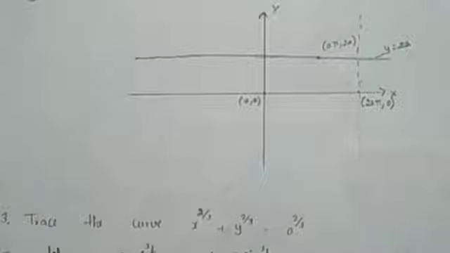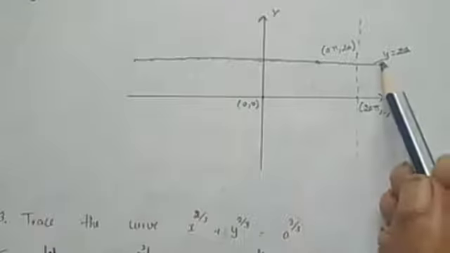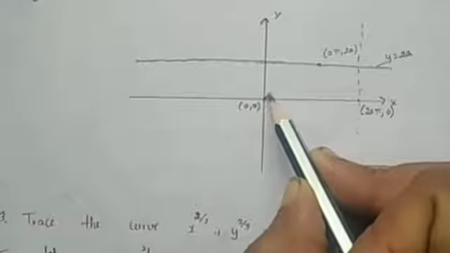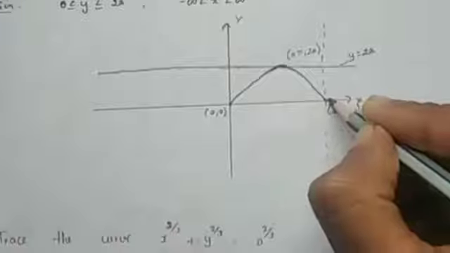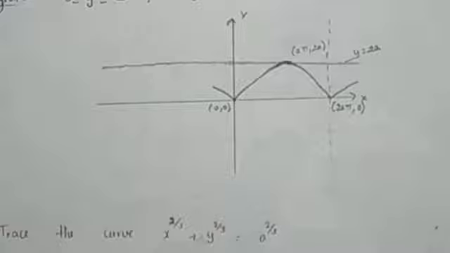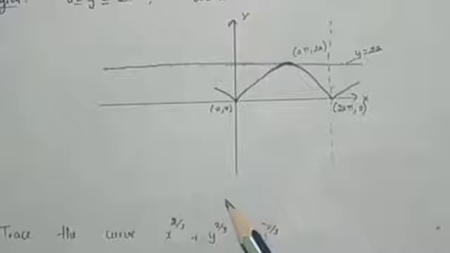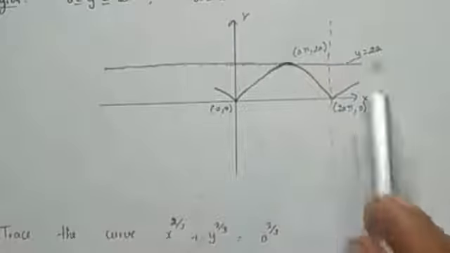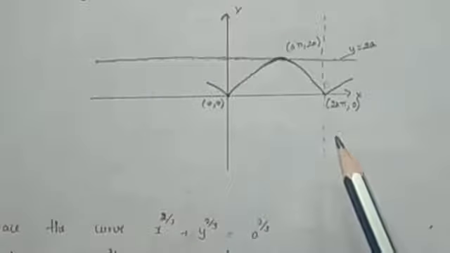Next we trace the curve. The curve passes through the origin, and the line y equal to 2a is the tangent. So you draw the curve like this. This is the curve tracing. The y axis is the tangent at (0, 0). At (aπ, 2a), the line parallel to the x axis is the tangent. Okay, let me move on to the next problem.